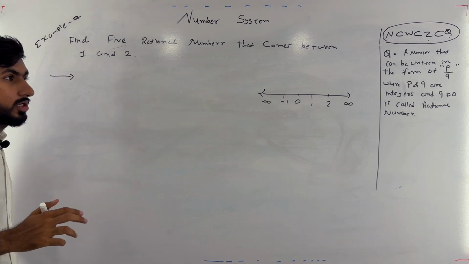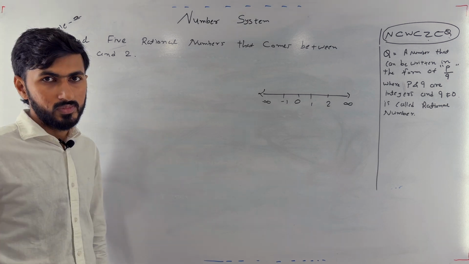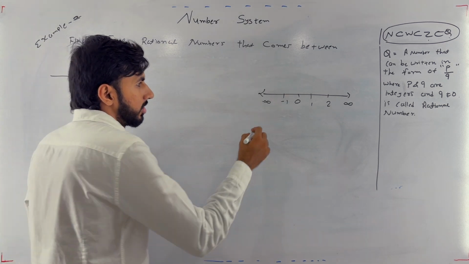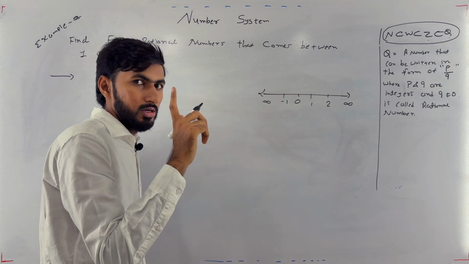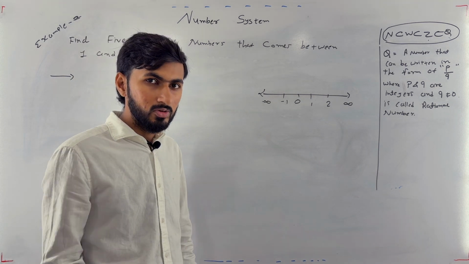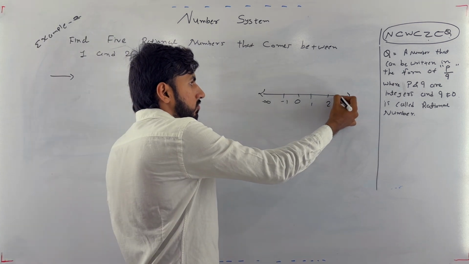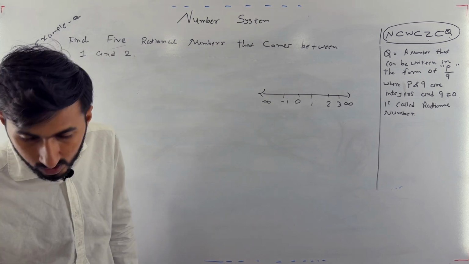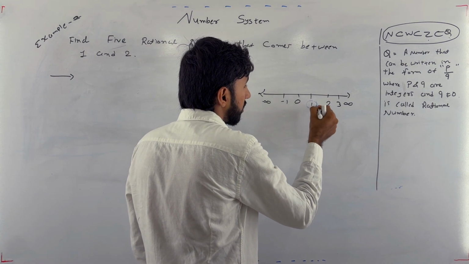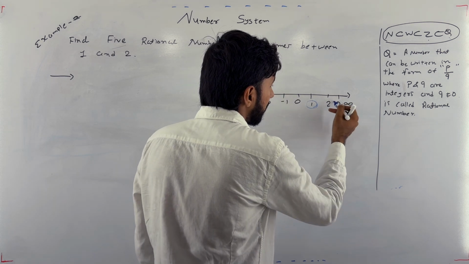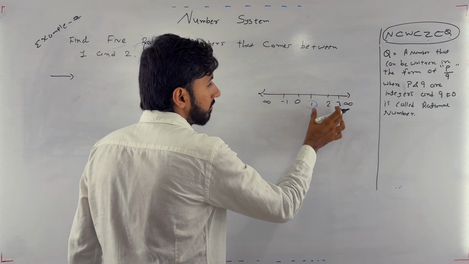See, in your textbook there are two ways to find rational numbers between 1 and 2. The first way is on the number line. If you have to find a number that is exactly between two numbers, like I am saying that I have to find a number that is present exactly between this 1 and 3.